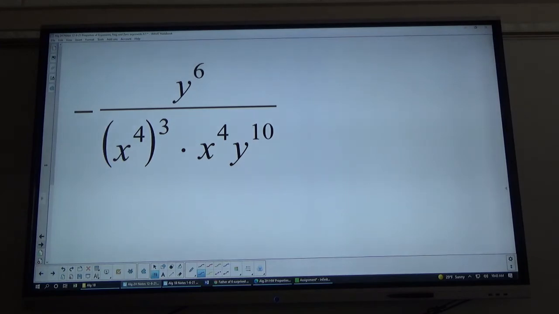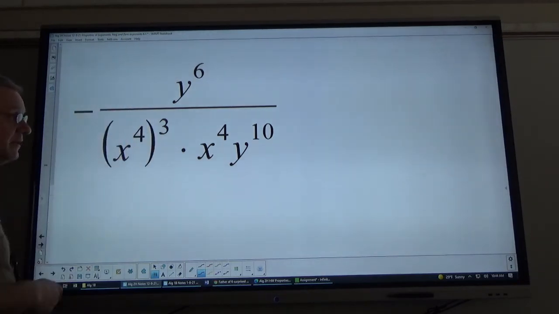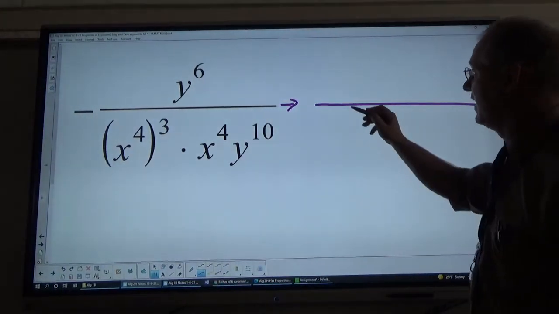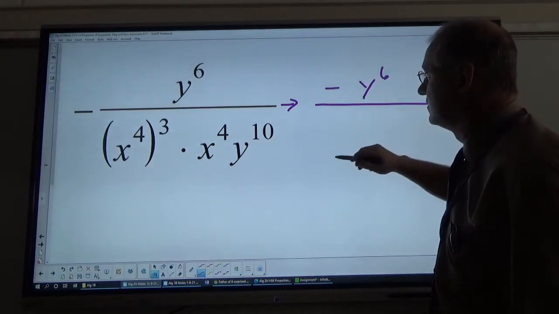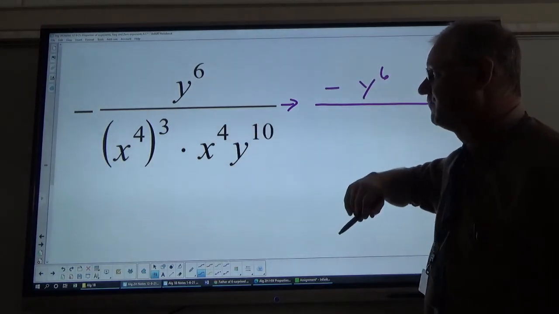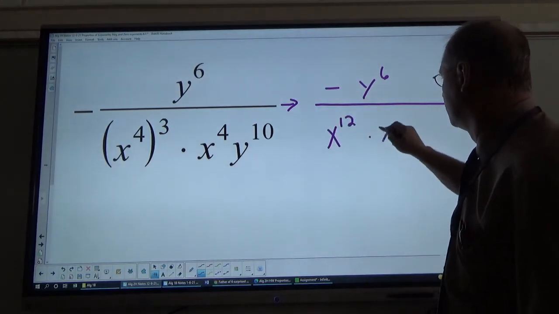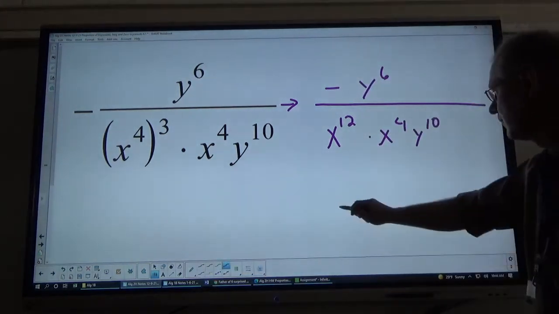All right, this one has division, power, and multiplication all in the same problem. So will the next one. I'm going to do the power first, then the multiply and divide. So, let's see. I've got a negative. I'm going to put the negative on top just to make it simple. Y to the 6. Now, when I raise x to the 4, raised to the 3rd, that's x to the 4 times 3, 12. All right. Final answer.